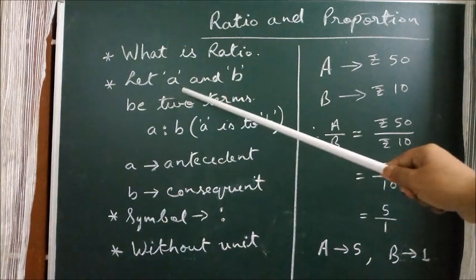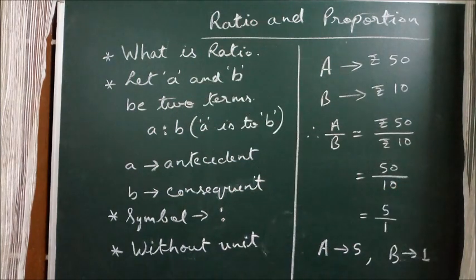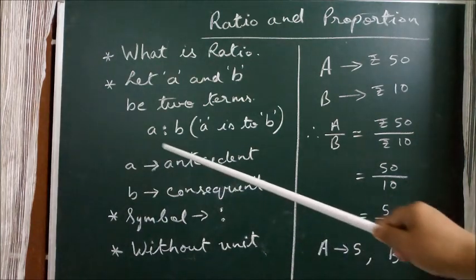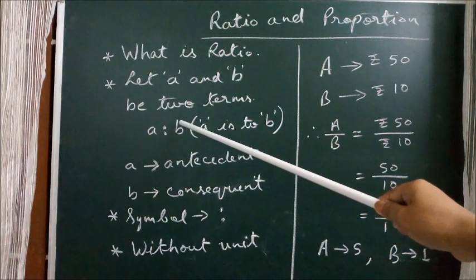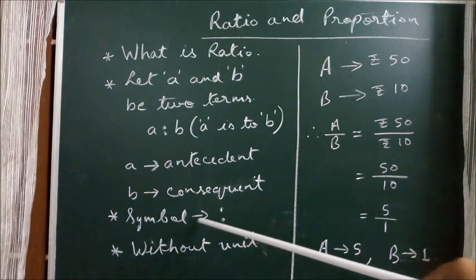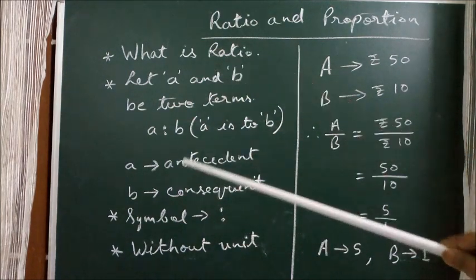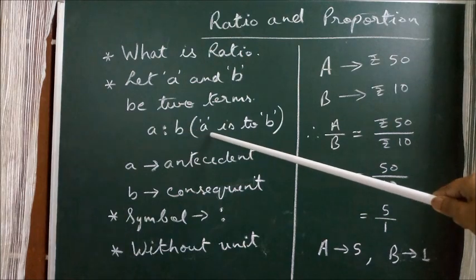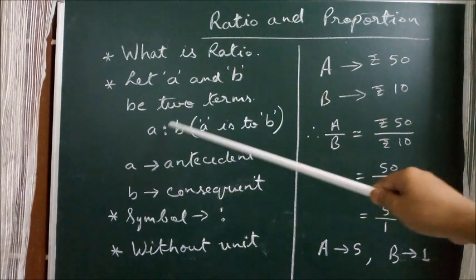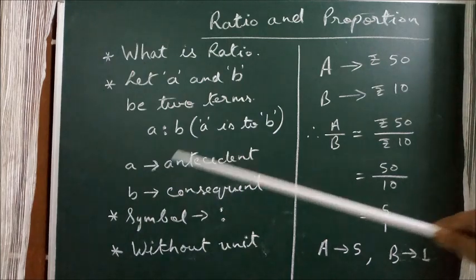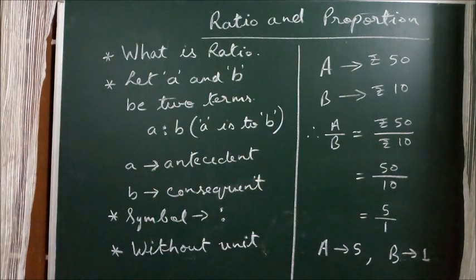Now let us consider that A and B are two terms. Then the ratio will be A colon B. So here we use the colon sign for the ratio. It is read as A is to B. Here A is the antecedent and B is the consequent. And always remember, for the ratio we have to convert it into lowest or simplest form. There will be no unit in the ratio.